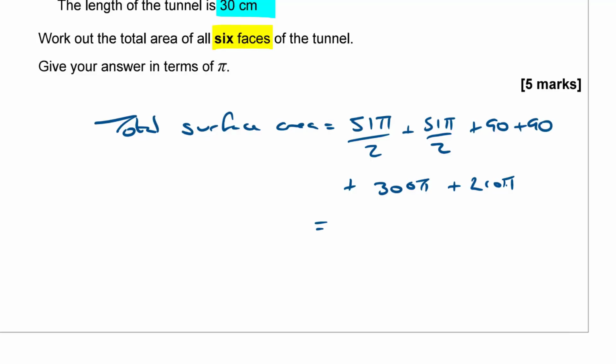Okay, so 51 pi over 2 plus 51 pi over 2 is just 51 pi, isn't it? So that's 51 pi, and adding that to my 300 and my 210 pi, 300 and 210 is 510, plus 51 is 561. 561 pi plus 90 and 90 is 180. So that is my final answer, 561 pi plus 180. Now that was bags of fun, wasn't it?